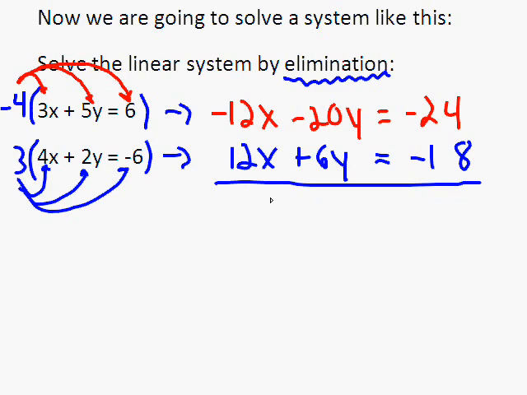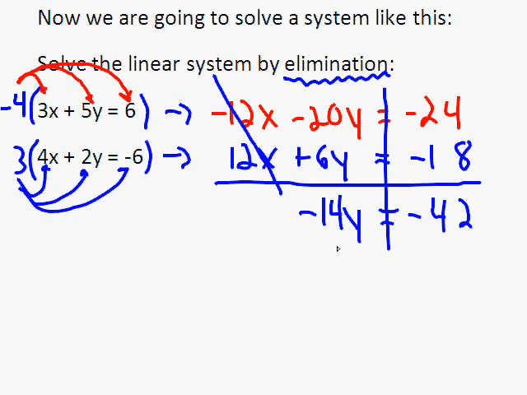So when we add our two equations together, we get 12x and a negative 12x. They eliminate or cancel each other out. That's a good sign. That means we've done something right. Now, the negative 20y and the positive 6y gives us negative 14y equal to negative 24 and negative 18 gives us a negative 42. We can continue solving for y by dividing both sides by negative 14, which gives us y is equal to positive 3.